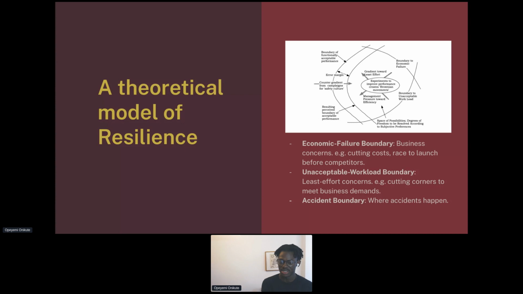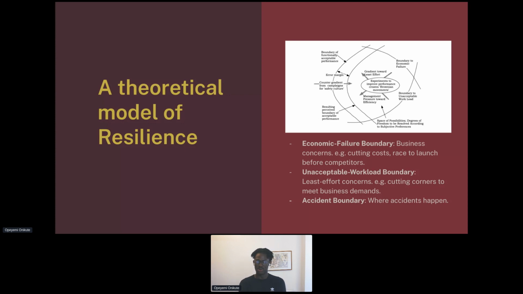The first boundary is the economic failure boundary, and this is concerned with business concerns. The business wants to cut costs. The business wants to be effective. The business wants to have profits, right? So that's what the economic failure boundary is.